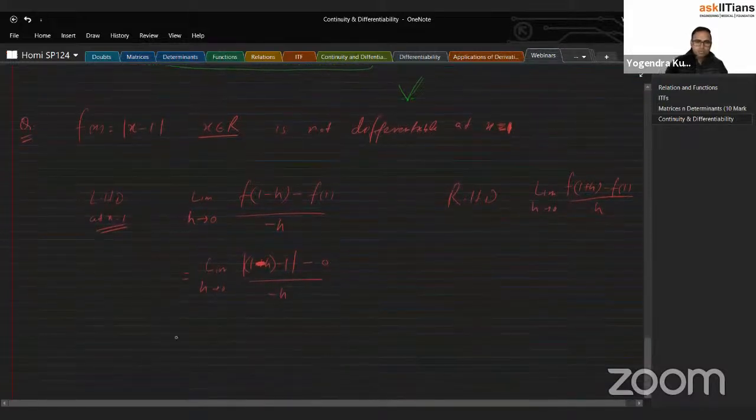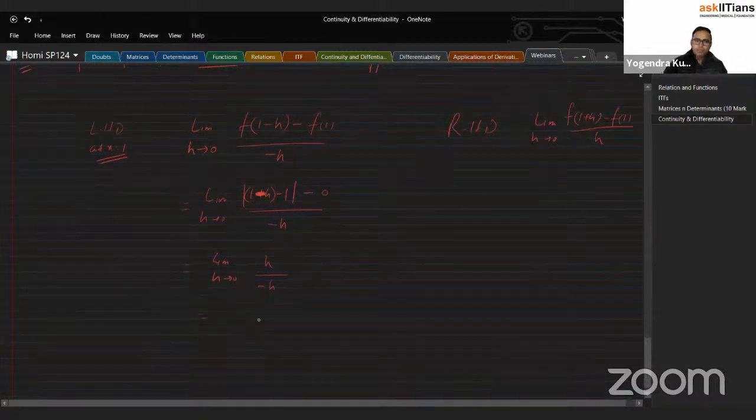Now here, what do I get? Limit h tends to 0. It is becoming 1, the 1 gets cancelled, minus h. But because of the negative mod here, we will get plus h there. Clear, everyone? So what we got finally? Limit h tends to 0 of minus 1. So the answer is minus 1 here.